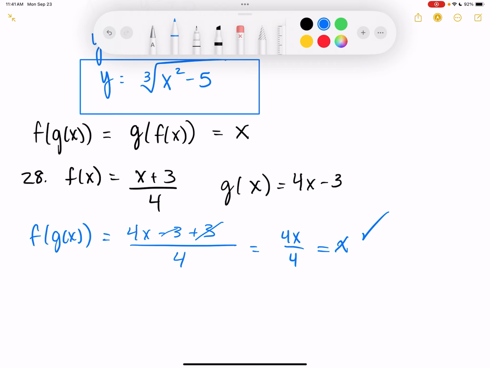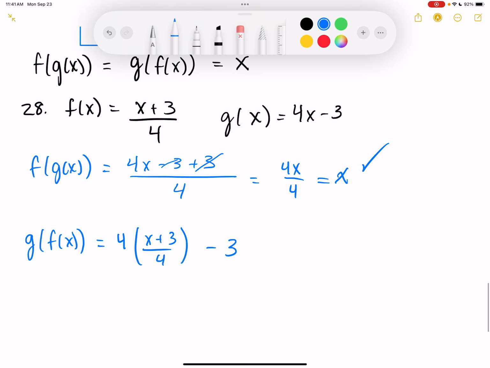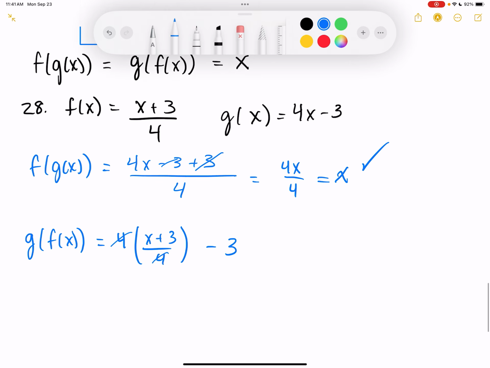So, g of f of x, plug in this over here. So 4 times x plus 3 over 4, minus 3. 4's cancel. I'm left with x plus 3 minus 3. 3's cancel each other out, so I'm left with x. So good to go on that one.